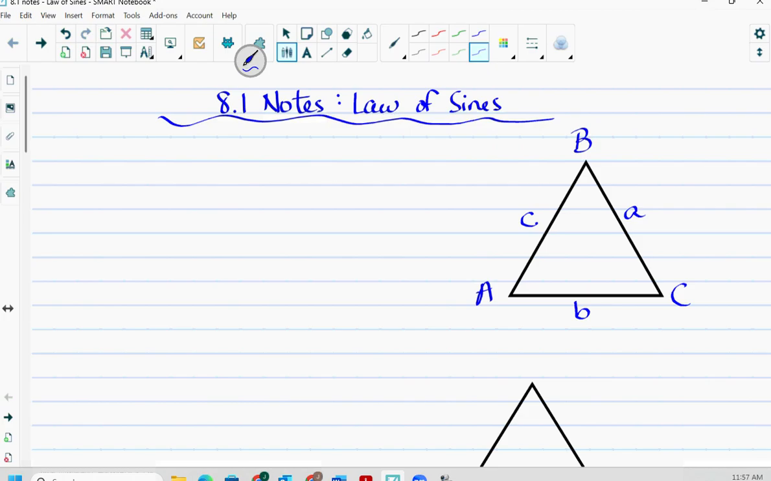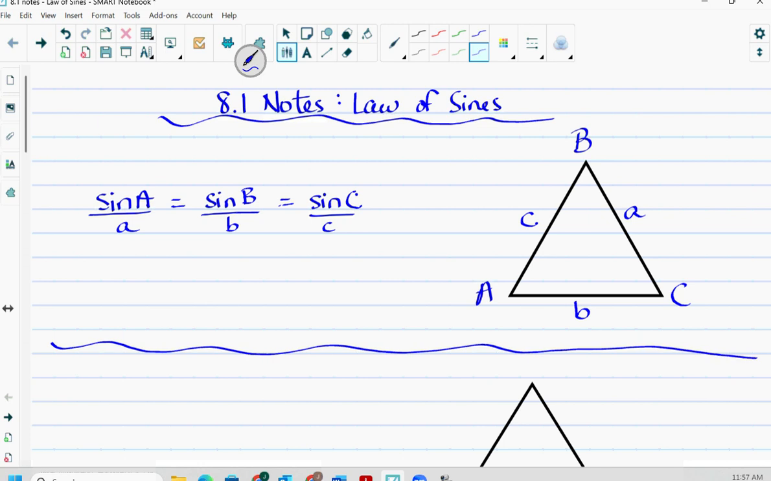And then the law of sines formula is just sine of angle A over little a is equal to sine of angle B over little b, which is equal to sine of angle C over little c. So it's not the most complicated formula to memorize, okay? It's pretty easy.